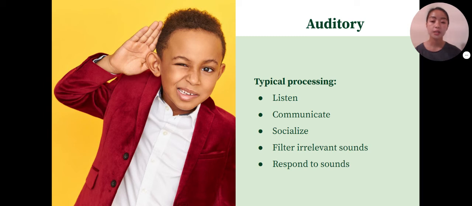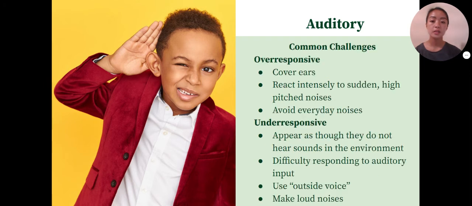When the auditory system is functioning well, we can listen, communicate, socialize, filter out irrelevant sounds, and respond to relevant sounds in the environment. Over-responsive kids may cover their ears in reaction to sounds or react intensely to sudden high-pitched noises by crying, screaming, or becoming angry. They may avoid everyday noises, like the toilet flushing.